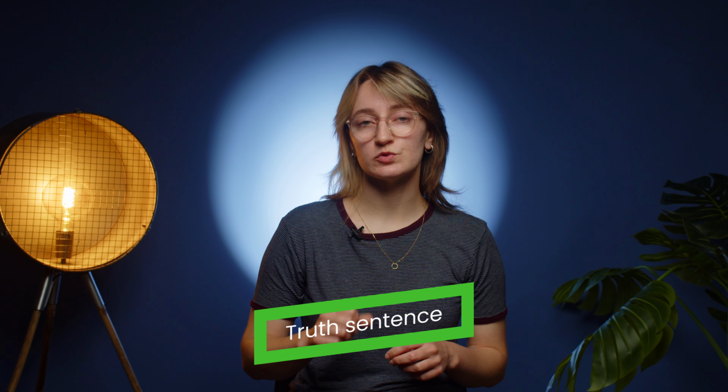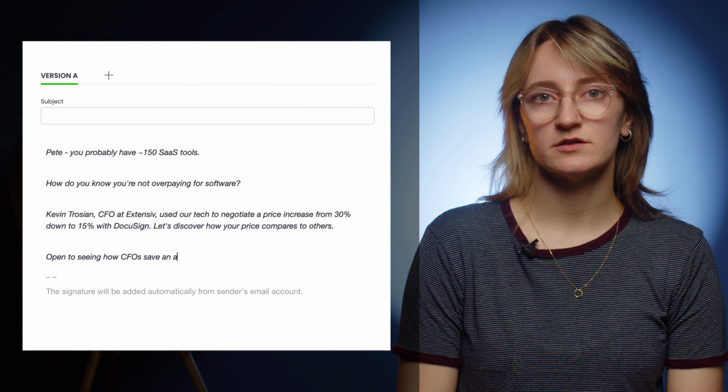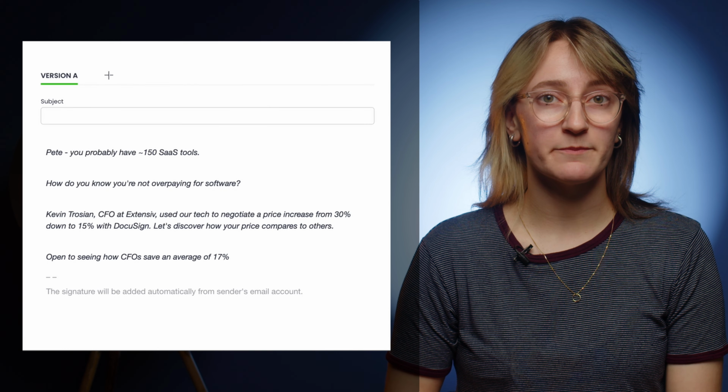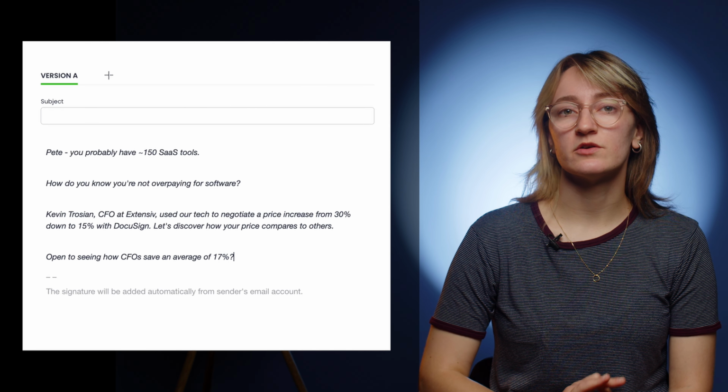The 4T format created by cold email expert Josh Braun. The first T stands for truth sentence. Start by pointing to a real challenge your prospect might be facing. Find a trigger that shows this email is written specifically for them, not just anyone. Remember that this first sentence sets the tone for the rest of the email.